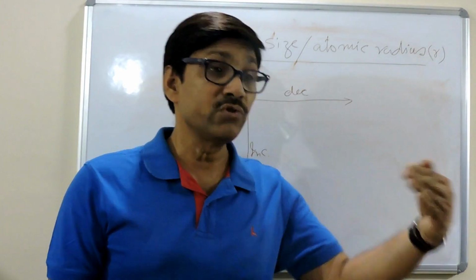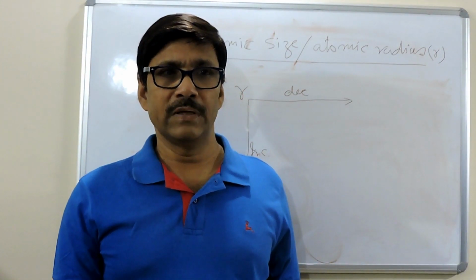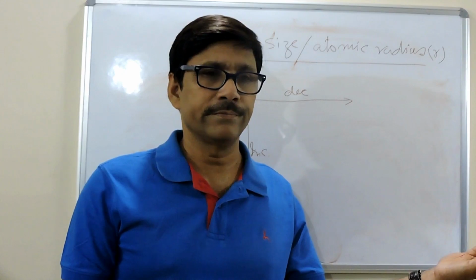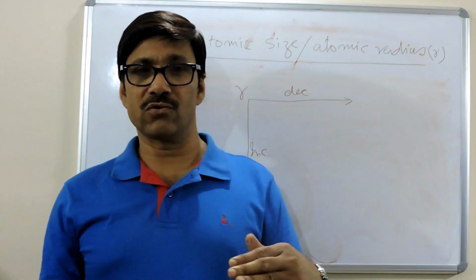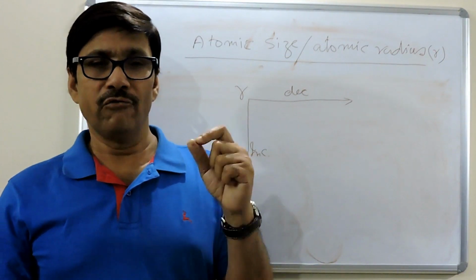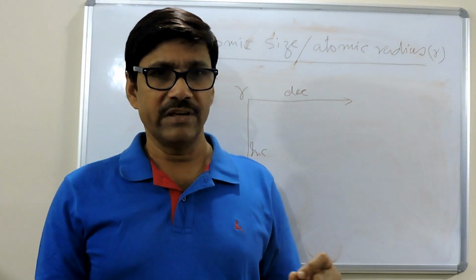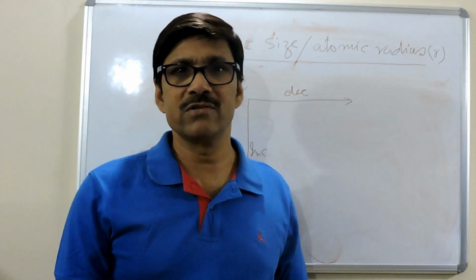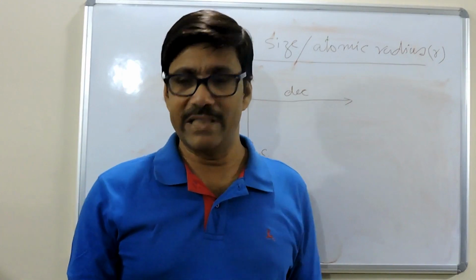Now sometimes it's not that an atom will always form a covalent bond. Sometimes an atom will lose an electron to form a cation. Sometimes an element will gain an electron to form an anion. Now, will there be any change in size if electrons are lost or electrons are gained? Let us examine that.